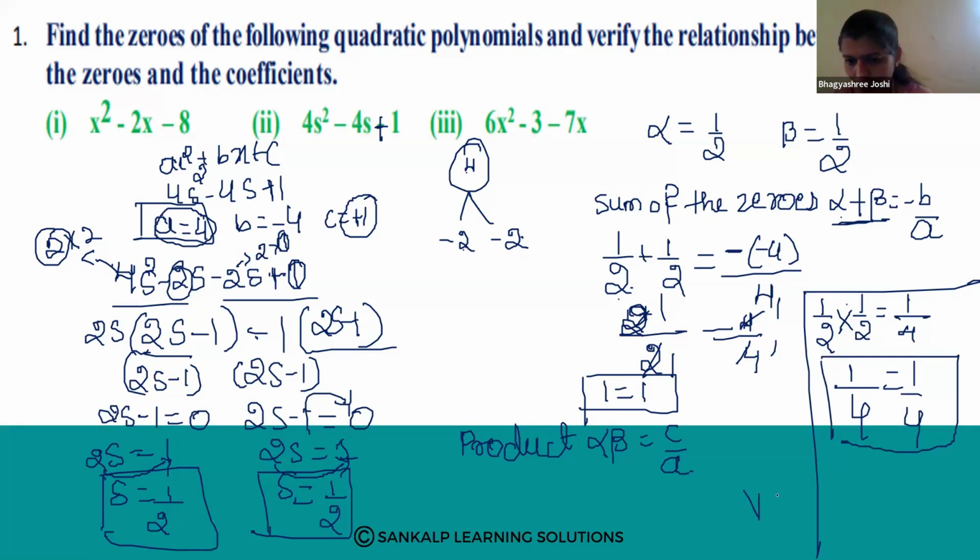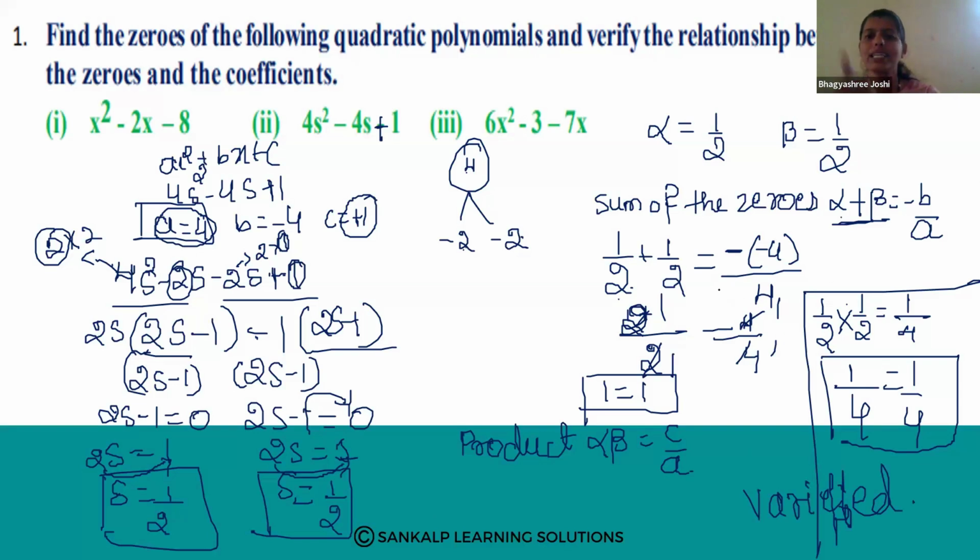Okay, finally, you are going to write verified. You can write relation is verified or relation holds. Okay, understood? Any doubt is there? Okay, next problem, let us solve. You will become perfect. So what is the, yes, observe carefully.